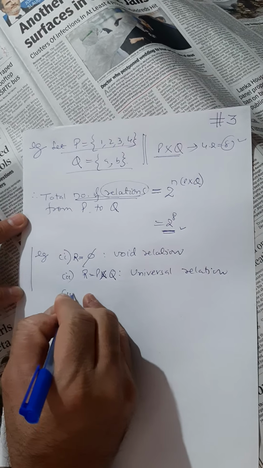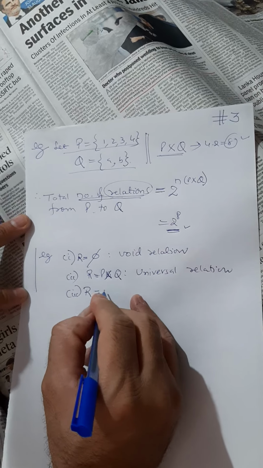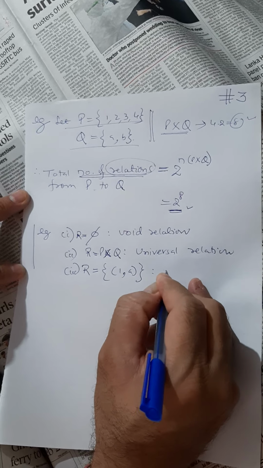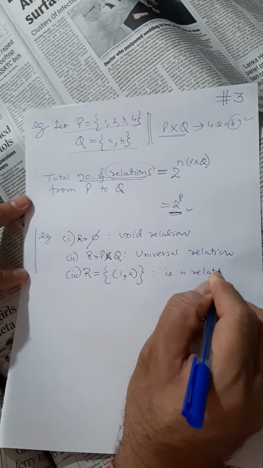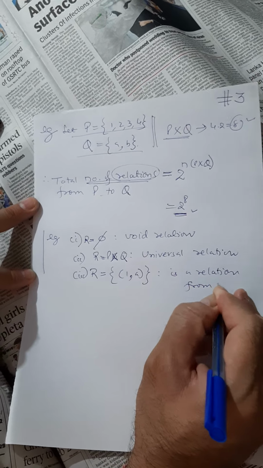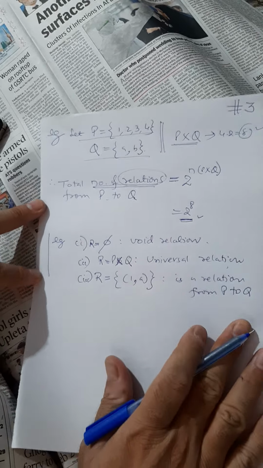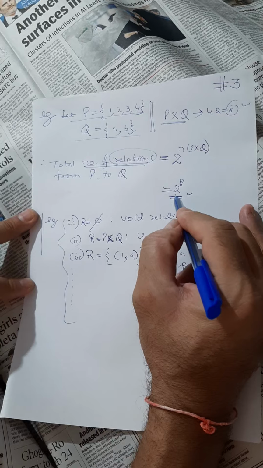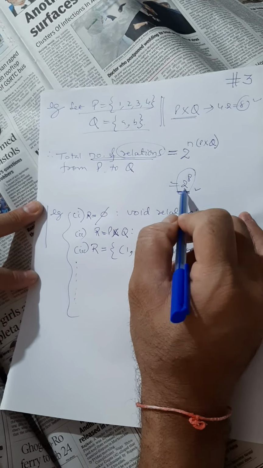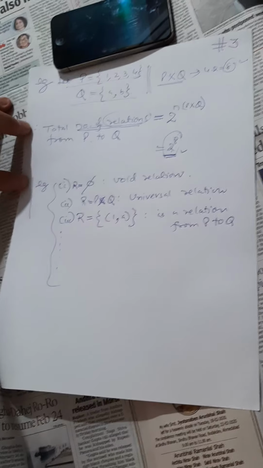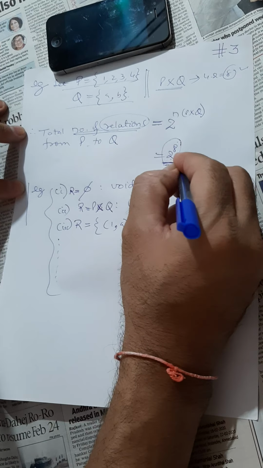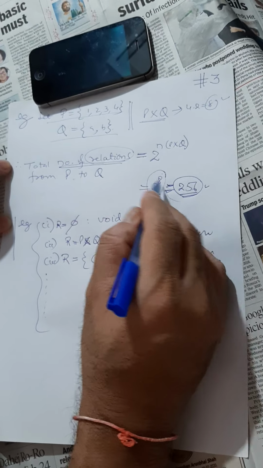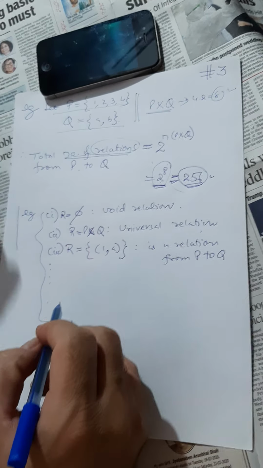Then here, let me write R. Second, you can write R equals to, for example, just one ordered pair, 1 comma A. So this is a relation from P to Q. These are also relations from P to Q. And so on. If you make such a list, you will get 2 raised to 8 relations. So this is actually a list of 256 relations. A big number, but that's not important. The important thing is that we have this many subsets.